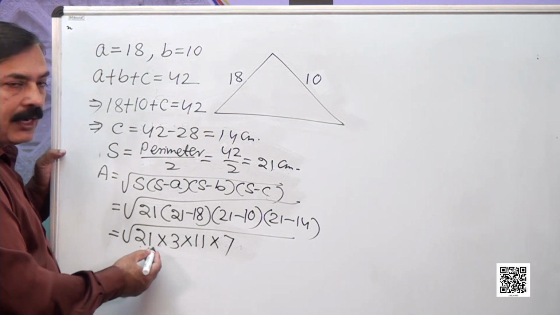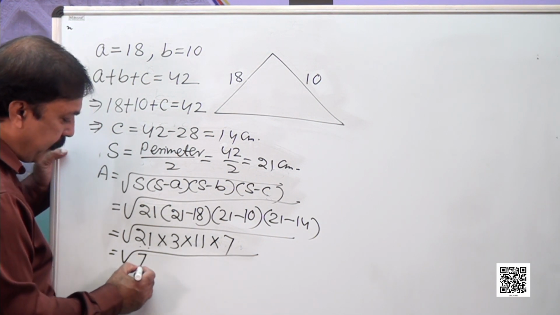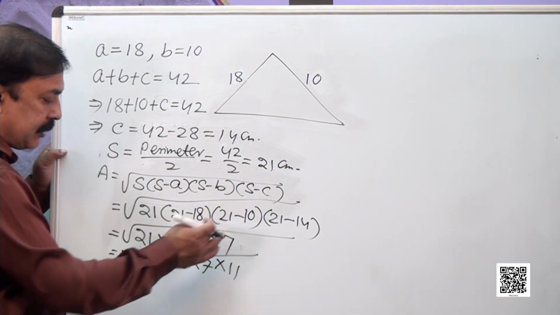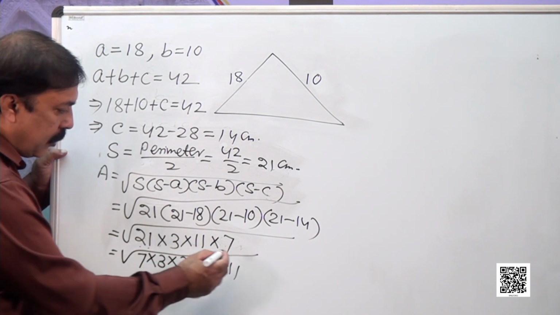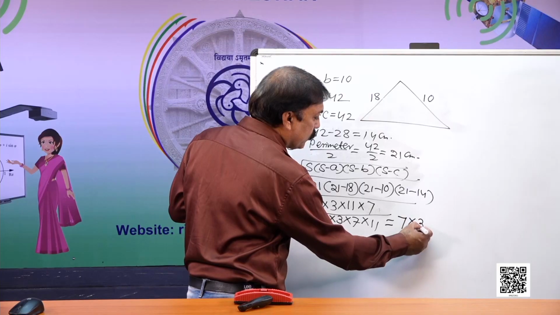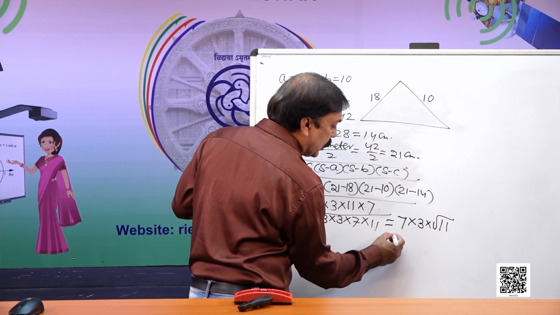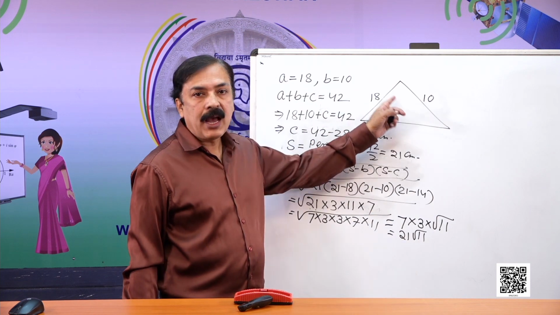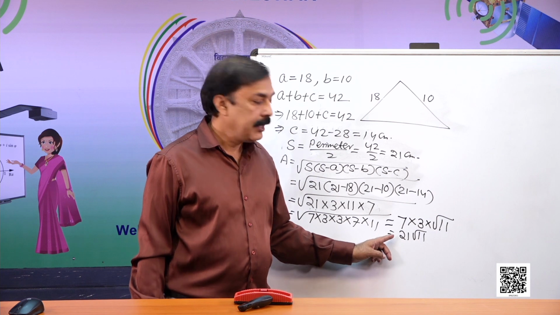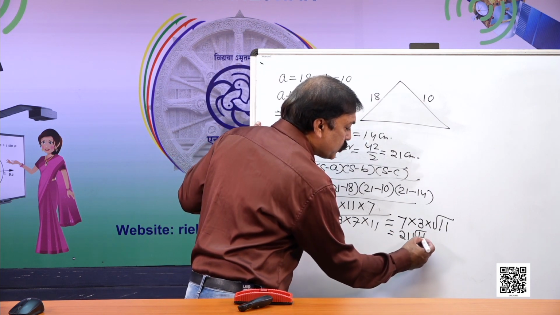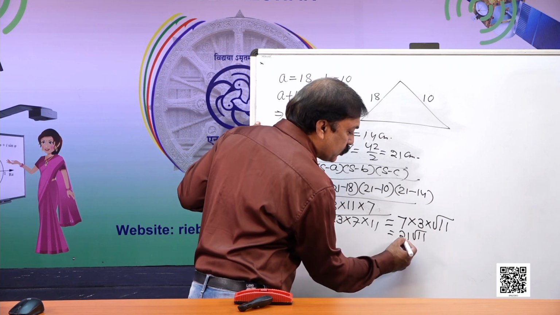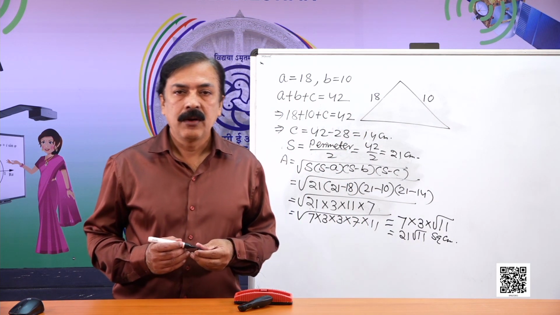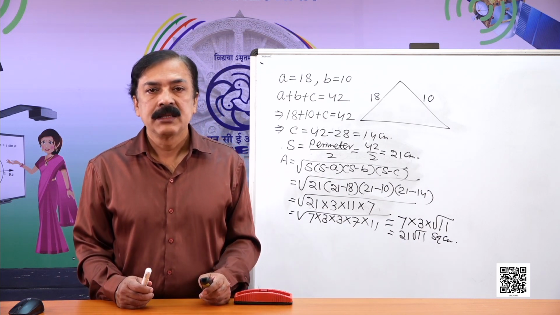Now you see here 21 is 7 into 3. So we can write this as 7 into 3 into 3 into 7 into 11. If we rearrange this, we have two 7s and two 3s. For that, in square root we have 7 into 3 into square root of 11. That is 21 square root 11. So the area of this triangle is 21 root 11 square centimeter. So by using Heron's formula we can easily find this area.